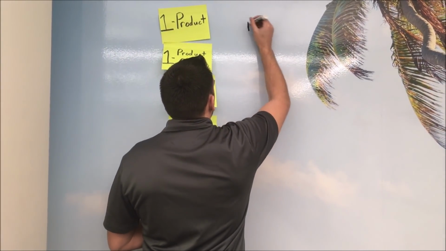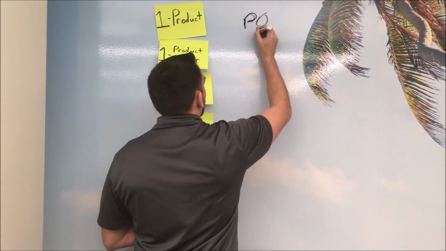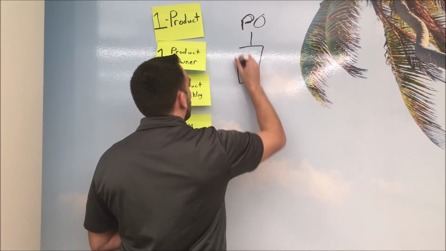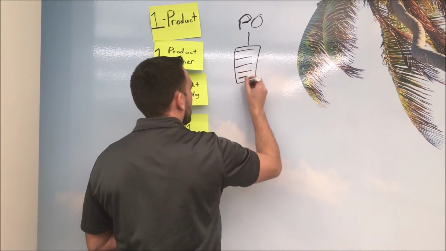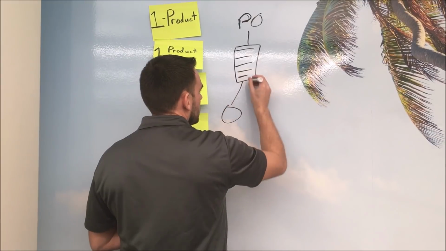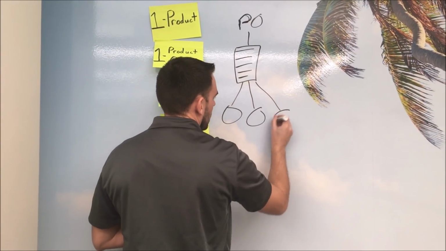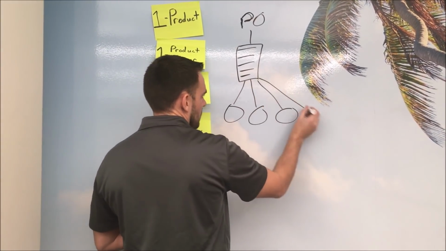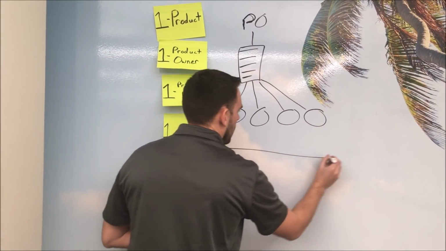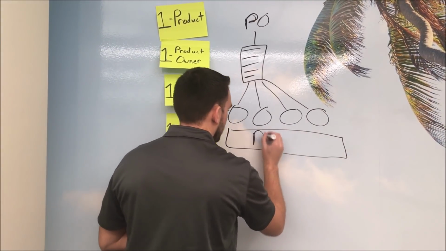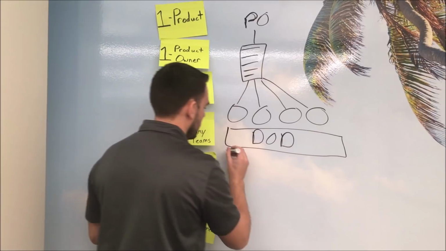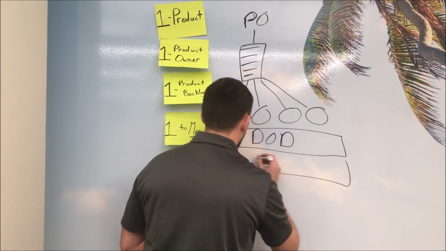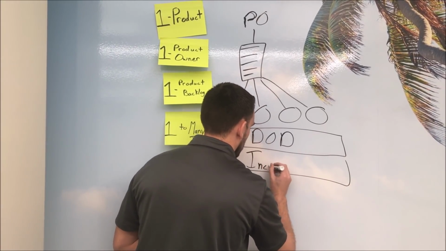You have one product owner who has one product backlog, one to many teams, one definition of done, or DOD, and one integrated increment.